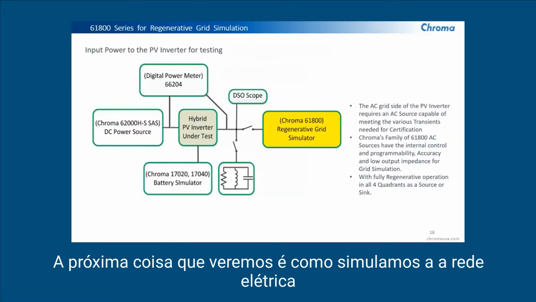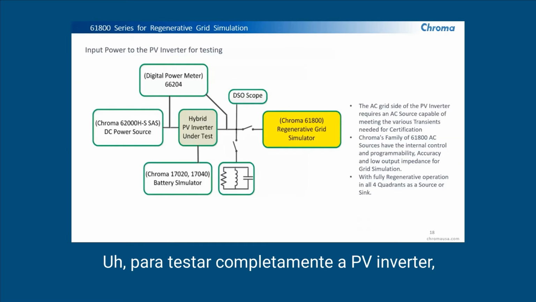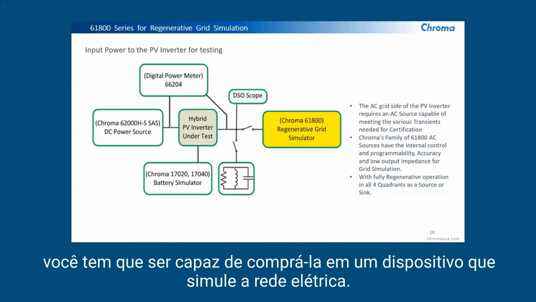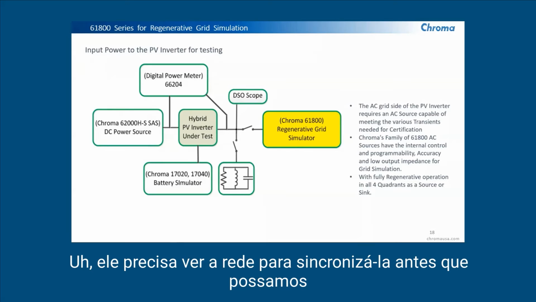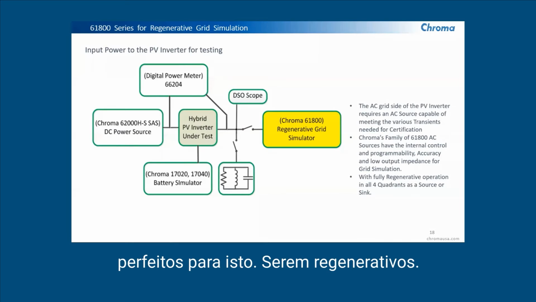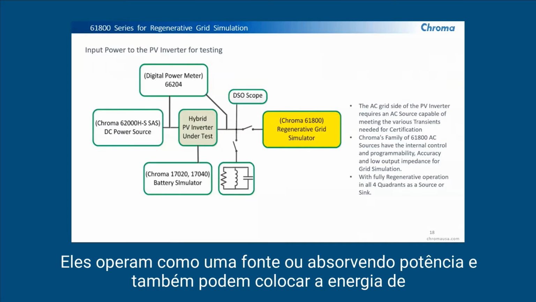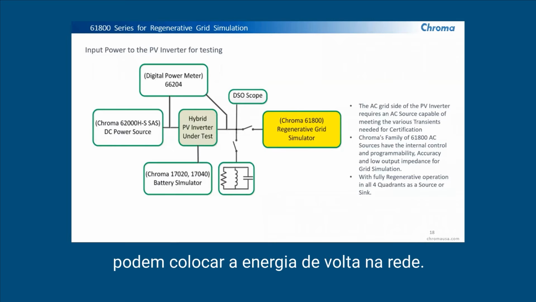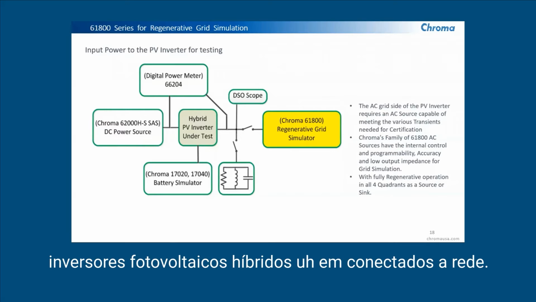The next thing we're going to get to is how we simulate the grid. In order to fully test a PV inverter, you have to be able to tie it to a device that simulates the grid. It has to see the grid in order to synchronize to it before it can actually apply power back to the grid. So our Chroma 61800 regenerative grid simulators are perfect for that. Being regenerative, they operate both directions, meaning they operate as a source or a sink, and they can also put power back onto the grid. They're perfect for testing PV inverters, hybrid PV inverters under grid-type conditions.